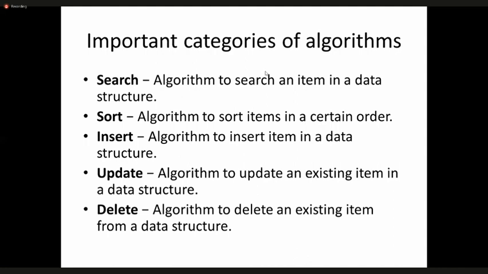Update is always dealing with changing existing data in the data structure. Then delete. Delete is to delete an existing item from the data structure, right? Then the deleting will remove an element from the data structure. Those are the categorizations of the algorithms.